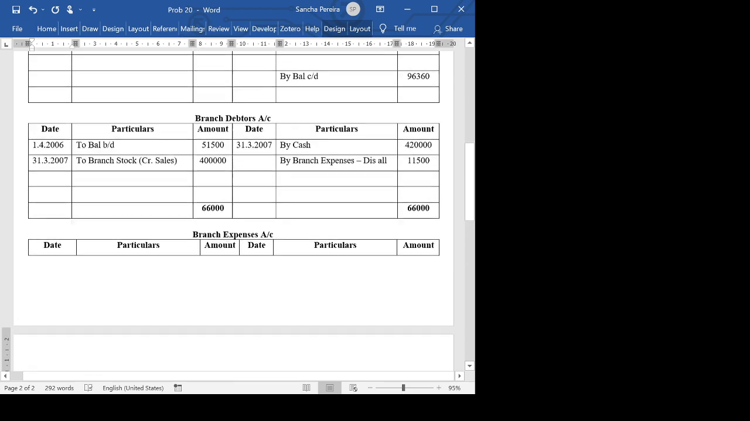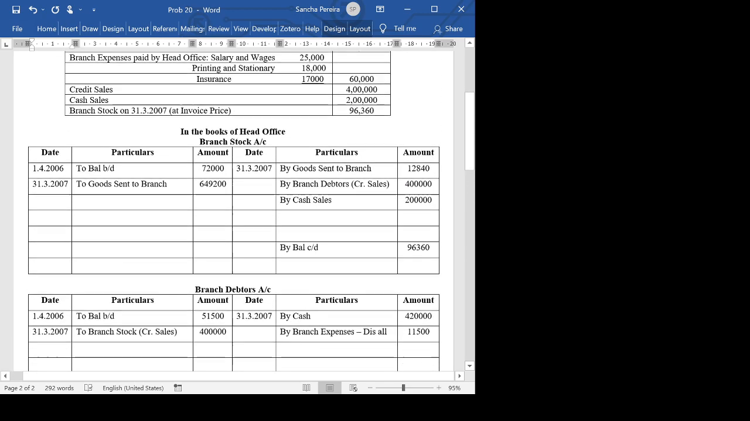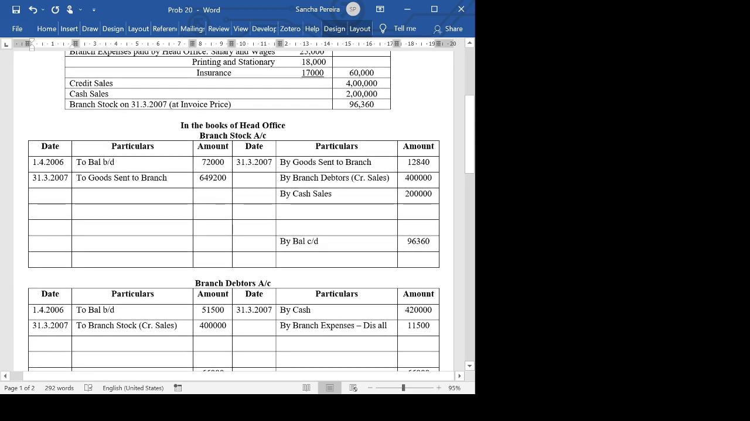Okay. So now we start closing. Just to recollect what we had gone through yesterday. The head office can transfer goods to the branch either at cost or at selling price. We have still not done problems where the transfers are made at cost under this method, but in case the transfers are made at cost, the balancing figure would normally be gross profit.